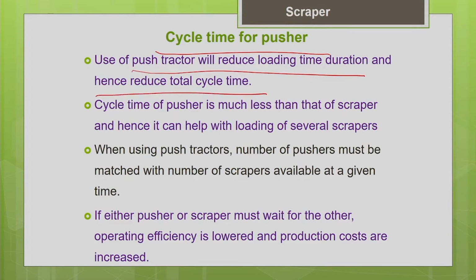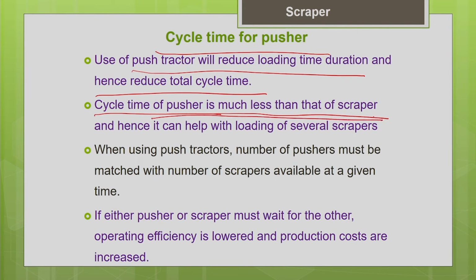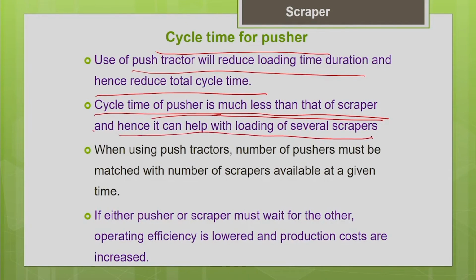Another important thing to be noted is the cycle time of the pusher is much less than that of the scraper, because you know that the pusher is helping the scraper only during the loading phase. Once the bowl of the scraper is completely filled, the scraper will get detached from the pusher, and the scraper can do the hauling operation on its own. After that it will become independent. So you need the help of the pusher only during the loading phase of the scraper. That is why the cycle time of the pusher is much less than that of the scraper, and one pusher can serve even up to 4 to 5 scrapers. Hence it can help with loading of several scrapers.